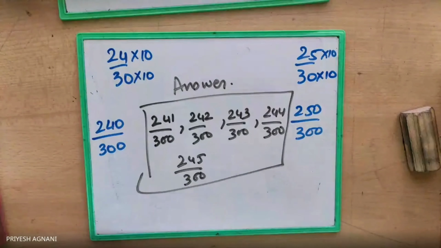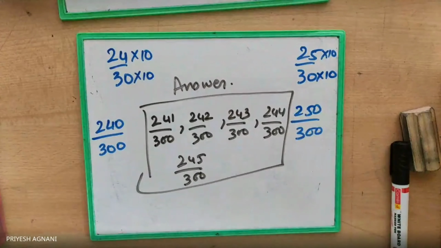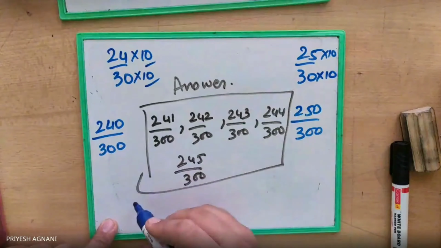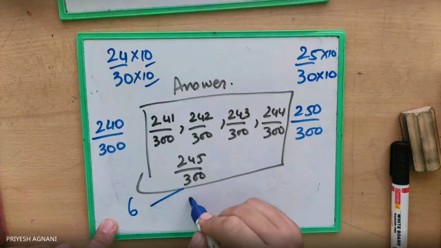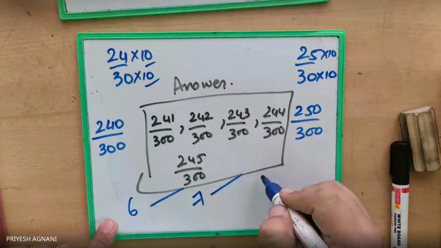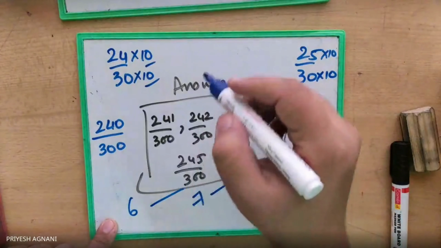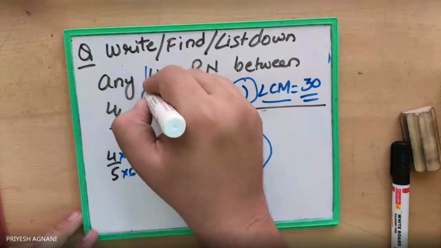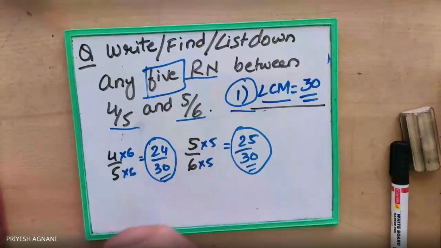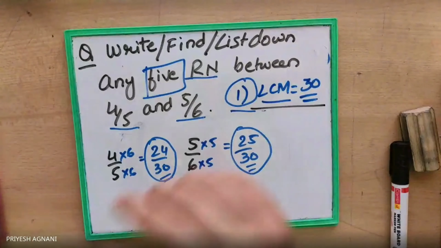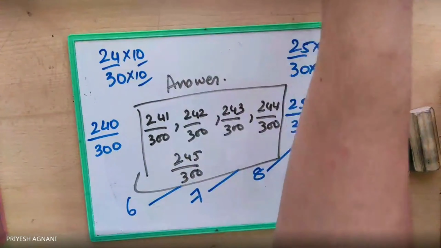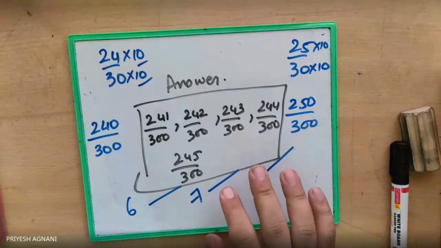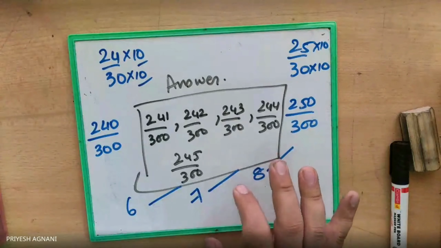See, here different people will have different answers. Why? Because here I have taken 10. If you take 6, then also okay. You take 7, then also okay. You take 8, then also okay. But if you have to find 5 rational numbers, you have to take any number which is greater than 5. Here I have taken 10. You also can take 10. This is your example number 26 on page number 21.